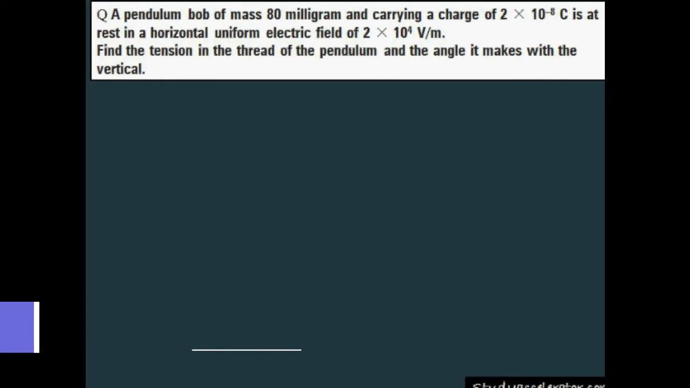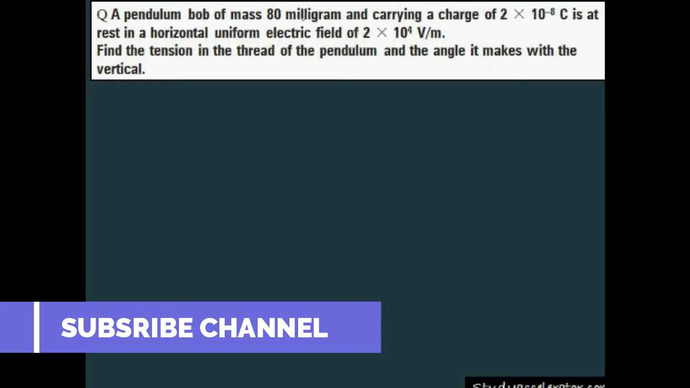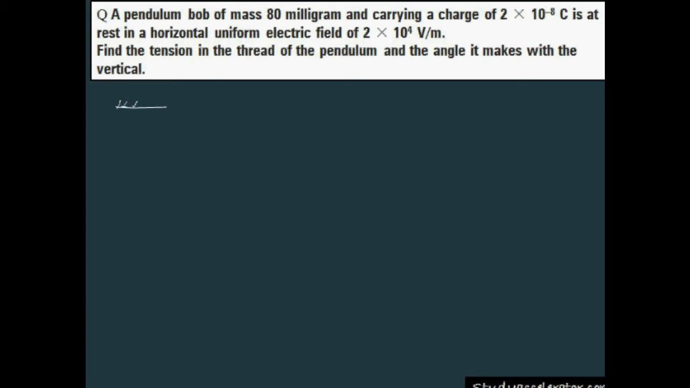In this problem, one pendulum bob of mass 80 milligram is suspended through a roof. This is the roof, and this is the mean position of the pendulum bob. Because a horizontal electric field is applied, the charged pendulum bob experiences an electric force and ultimately comes to rest at this point.